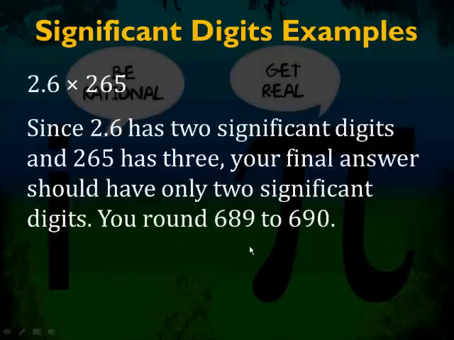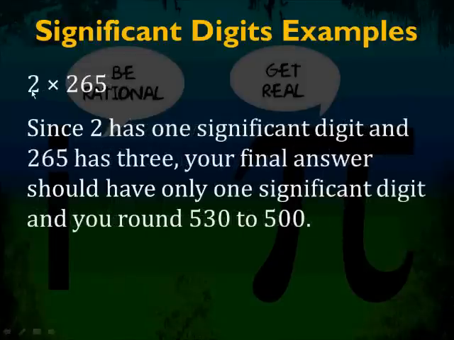So when you multiply that together, you get 689. You would actually round it to 690. Likewise, if you were multiplying 2 times 265, since 2 has only one significant digit and 265 is 3, your final answer should only have one significant digit, and you round 530 to 500.